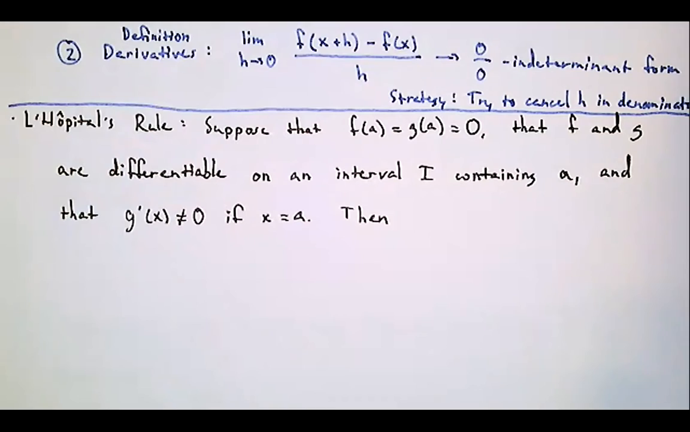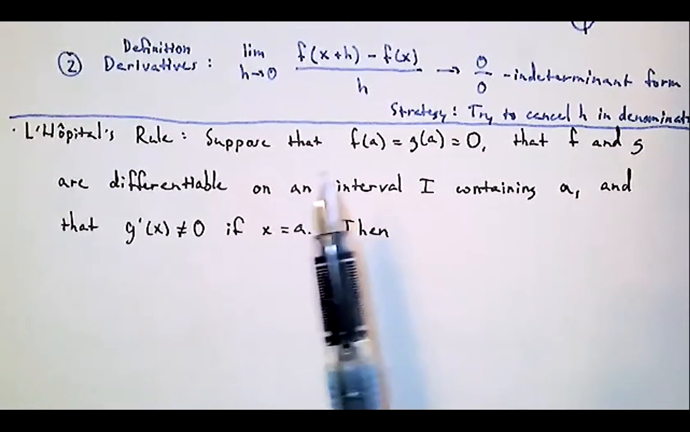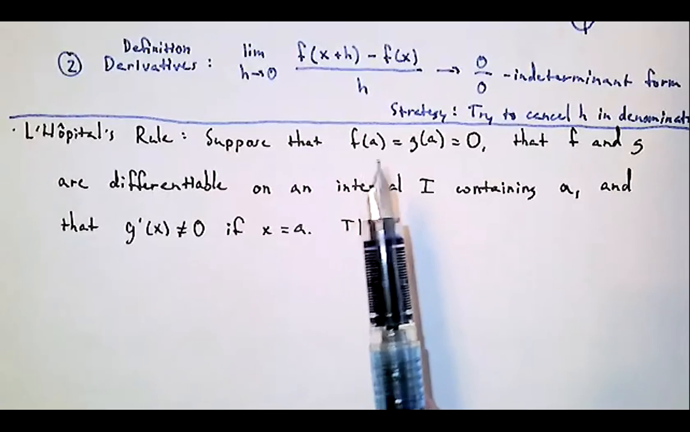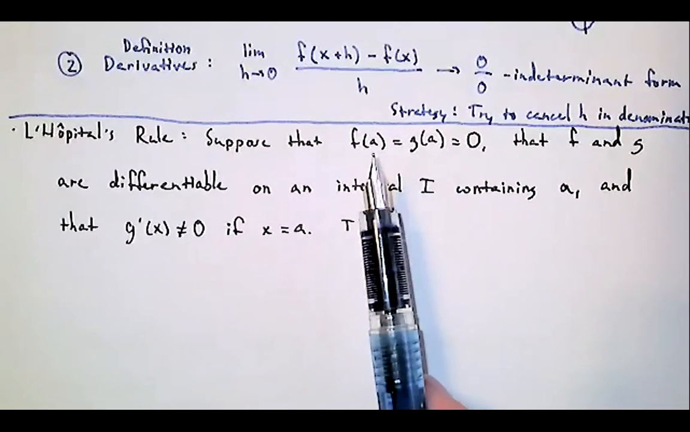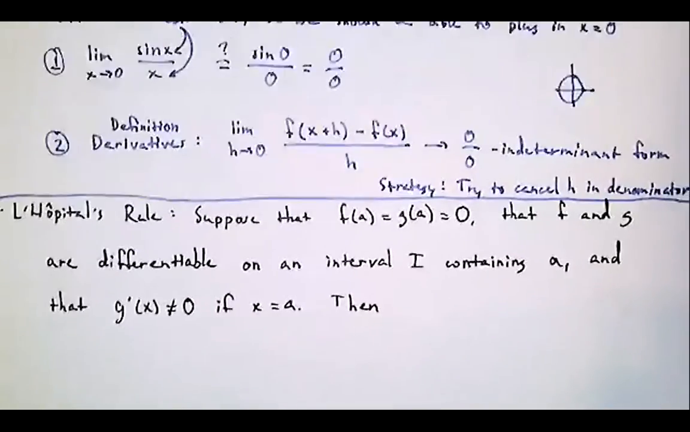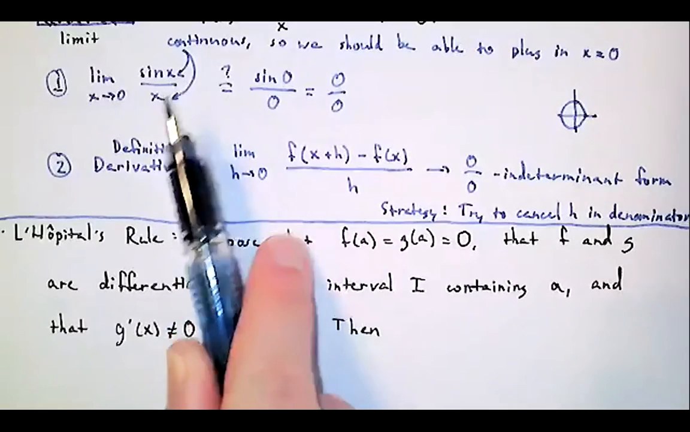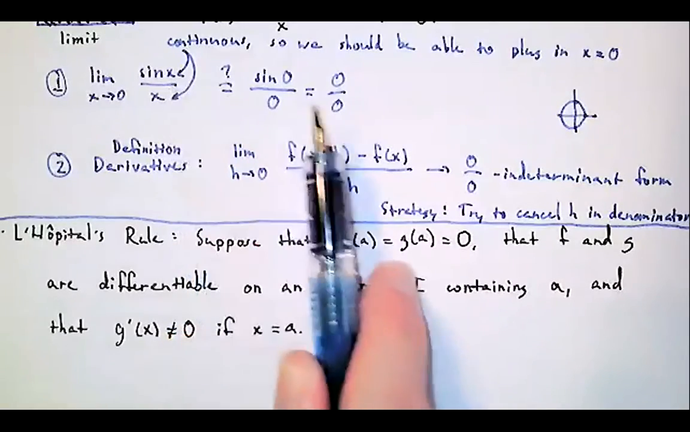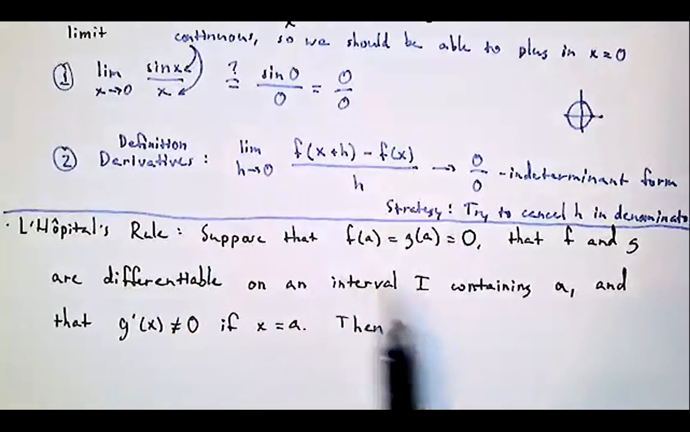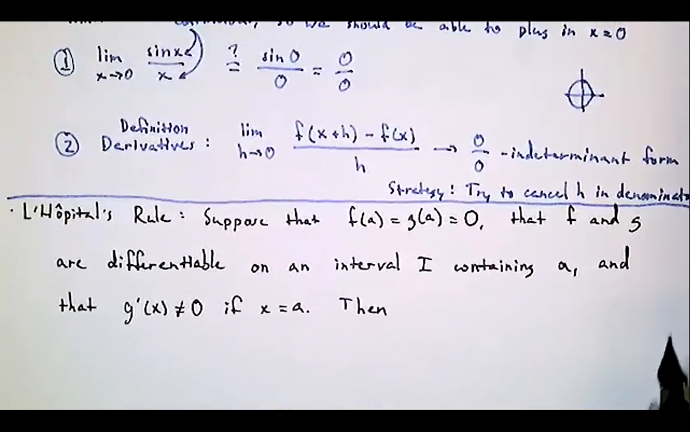Okay, so what does L'Hopital's rule tell us? It says that, first of all, I need two functions where when I plug in some number, they're both equal to 0. So think of these two examples. If you plug in x equals 0, then both of these functions are equal to 0. That's the setup here. And there's a little bit more.